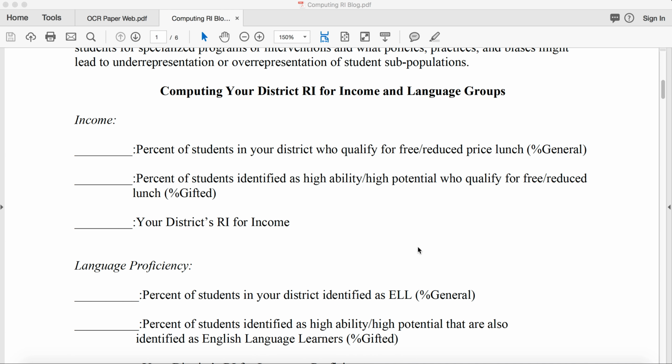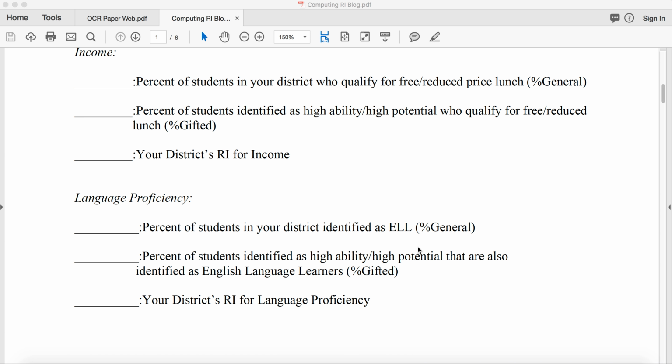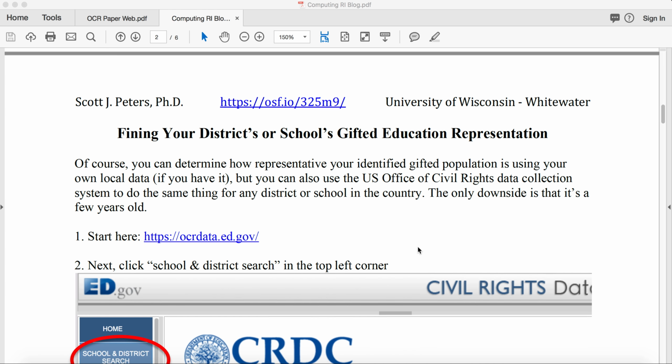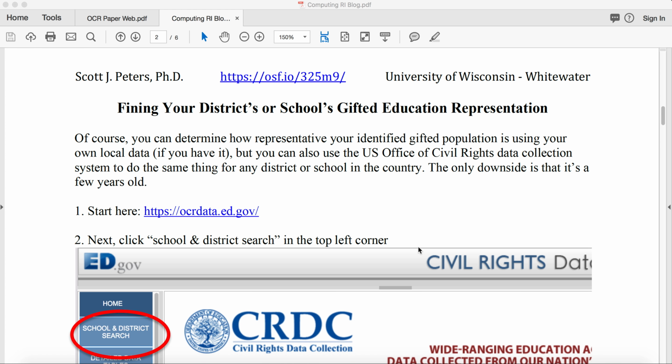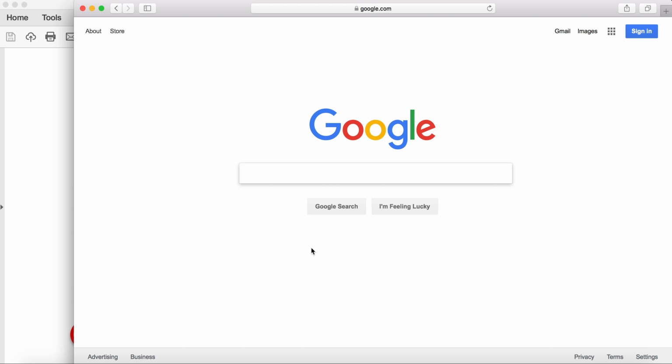And then if you scroll down here, it's a little worksheet, so you can do this on your own or do this with staff, and this is where it walks you through how to use the website. So I'm just going to go to the Office of Civil Rights. Well, actually, first I'm just going to go to Google. I'm not even going to go to a website. I'm just going to show you what I do.